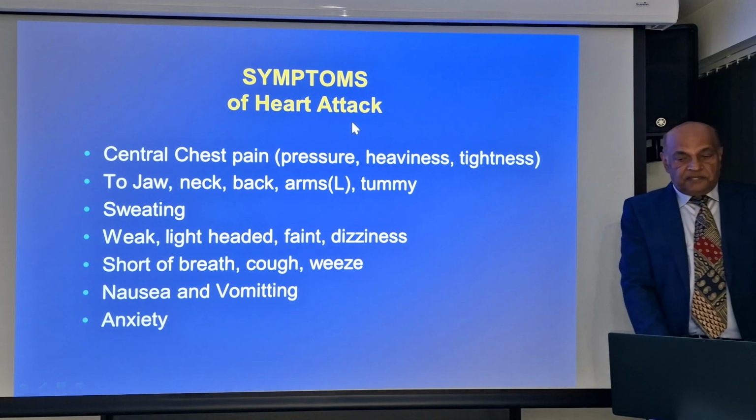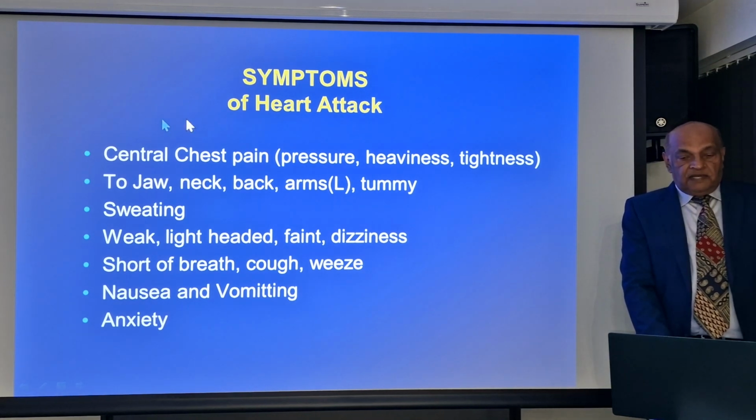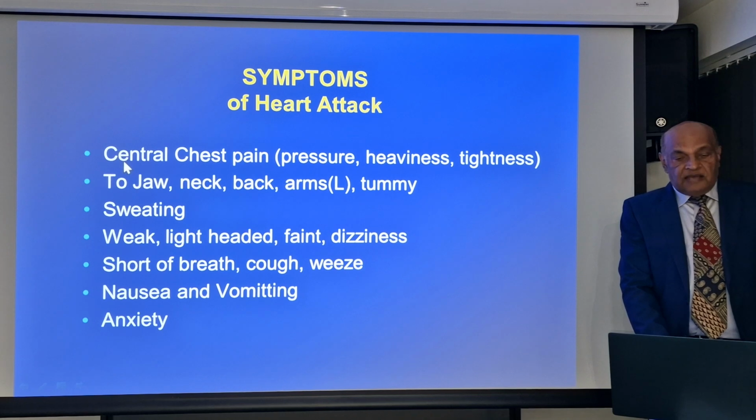So what are the symptoms of a heart attack? Well, it is typically described as central chest pain, and it is characteristically described by patients as very heavy pressure on the chest, heaviness, tightness, or crushing sort of chest pain.